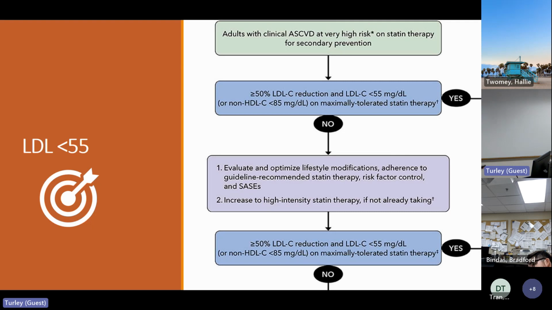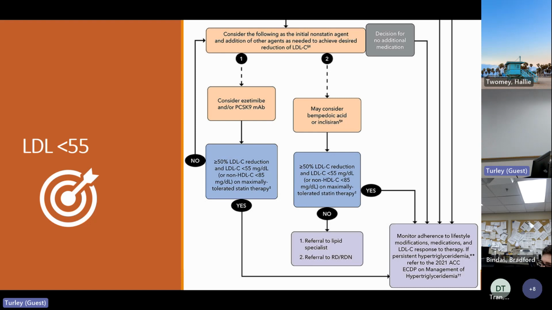In high risk patients on statin therapy, you want to try to get their LDL less than 55. And the other thing is just to mention the medications, we're still recommending ezetimibe, Zetia, and PCSK9 inhibitors first. If those aren't getting your patient to goal, they're putting in the new guidelines bempedoic acid and inclisiran. So this is coming, these are coming. I see comments. Any questions?